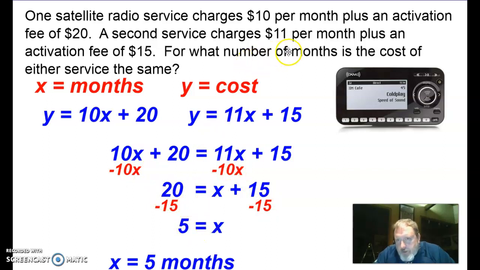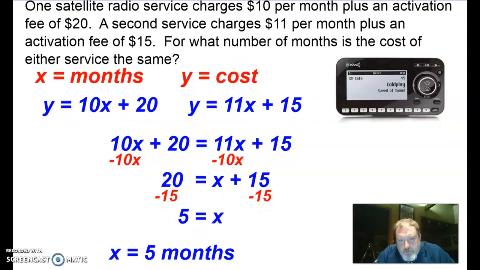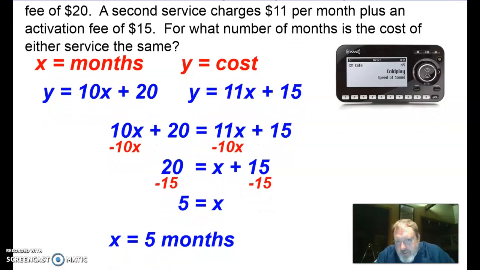So again, it says for what number of months is the cost the same? 5 months is when it'll be the same. They did not ask us to find that cost, but we could if we wanted to. At the end of 5 months, you would have spent a total of $70 with both services. But again, they just wanted the number of months for when the cost was the same.